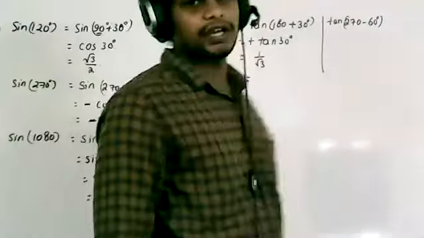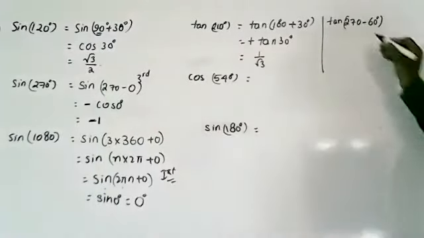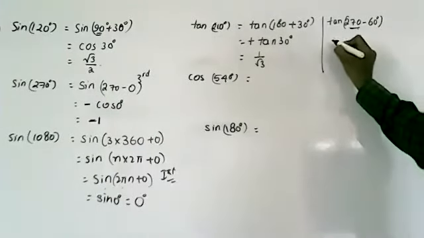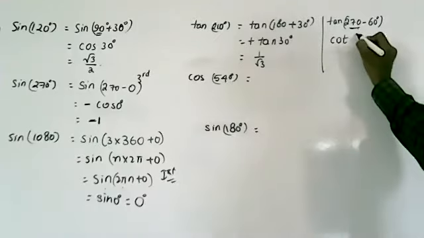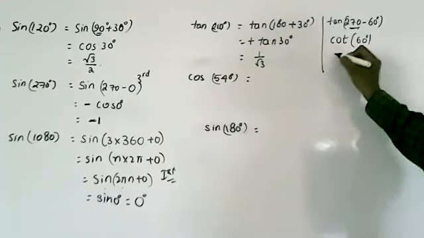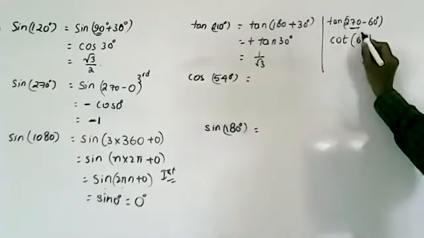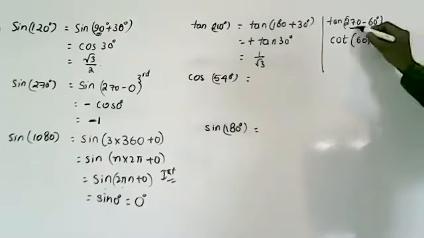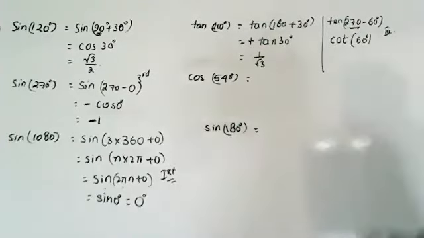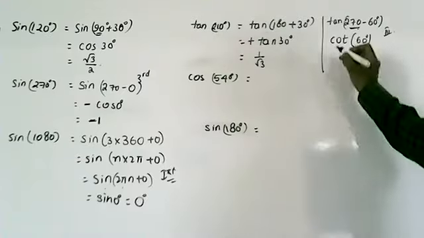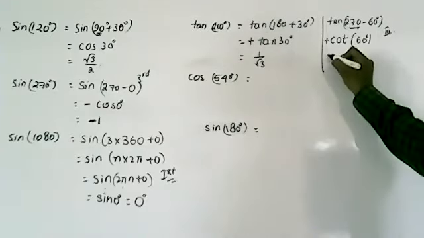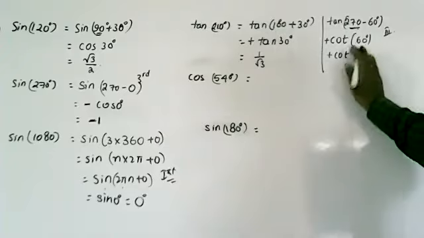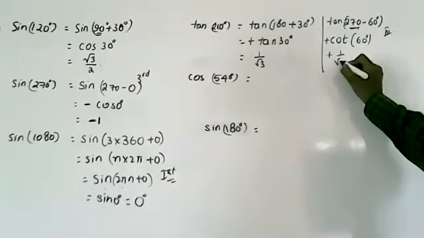Now in the same way, tan 270 minus 60. 270 parent function is 90, so we get the other function, therefore that is cot 60. And tan 270 minus theta lies in the third quadrant. In the third quadrant tan is positive. Therefore, it is plus cot 60 value. What is the cot 60 value? 1 by root 3. So the cot 60 value is 1 by root 3.